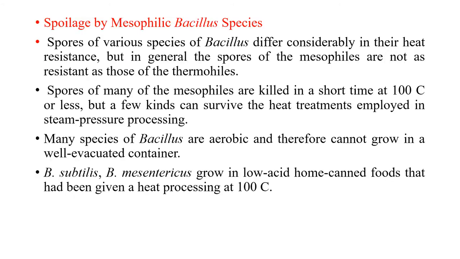Second is the spoilage by mesophilic Bacillus species. The spores of various species of Bacillus usually differ considerably in their heat resistance. But in general, the spores of the mesophiles are not as resistant as those of the thermophiles. The spores of many kinds of these mesophiles are usually killed in a short time at 100 degrees Celsius or less, but a few kinds can easily survive the heat treatments employed in steam pressure processing.